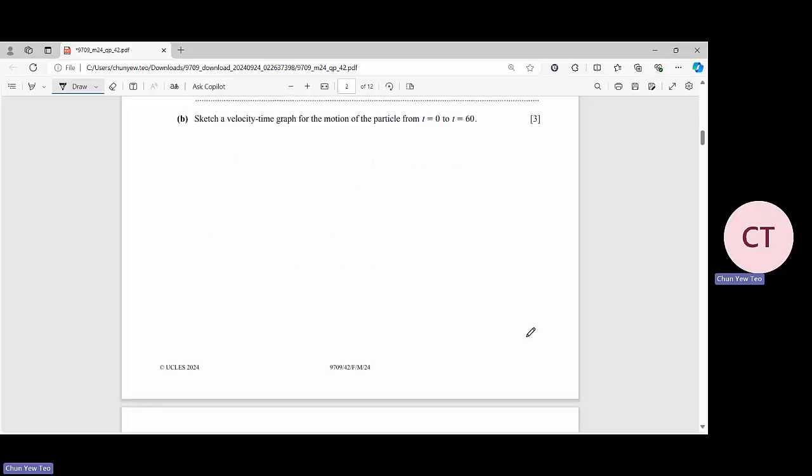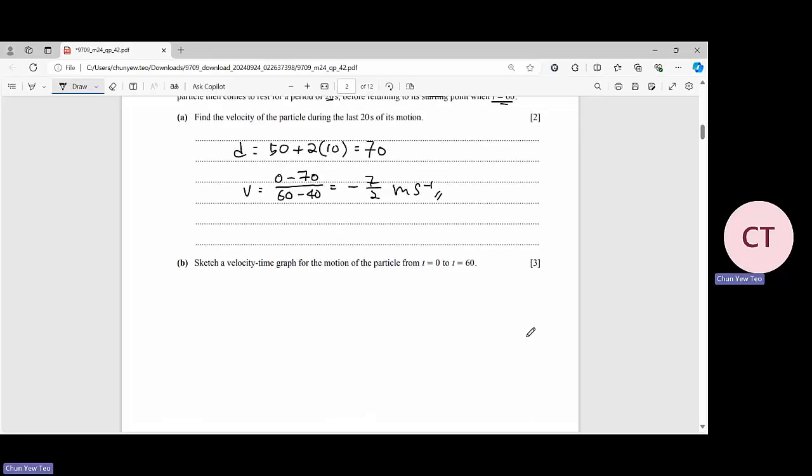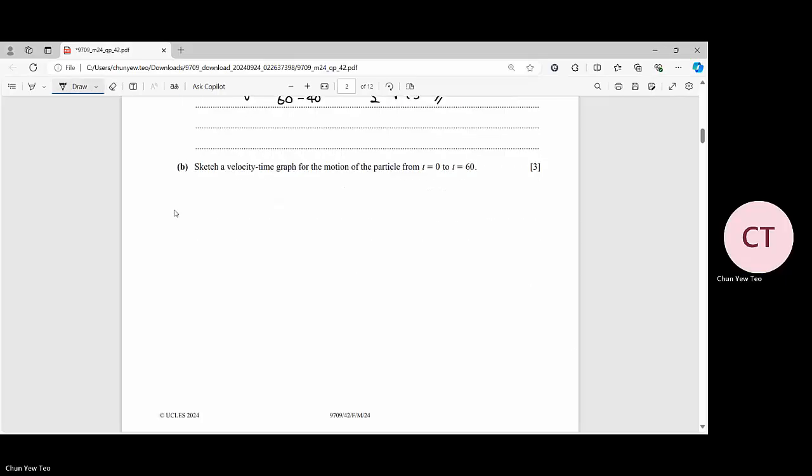Now we're moving on to part B. Sketch a velocity-time graph for the motion of the particle from t equals 0 to t equals 60. So over here, we just need to draw it with a proper scale. My graph may not be accurate, so when you draw it yourself, please use a ruler and a proper scale so that you can draw it correctly and properly.